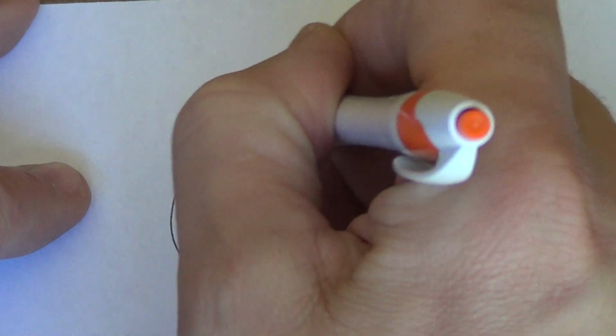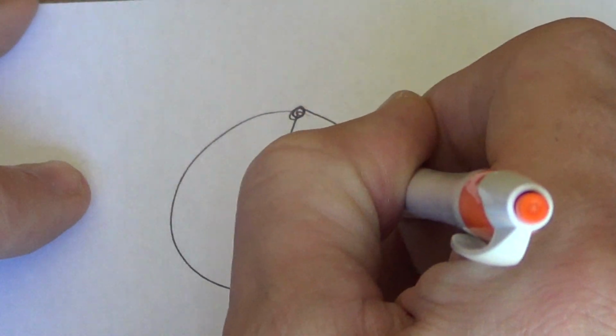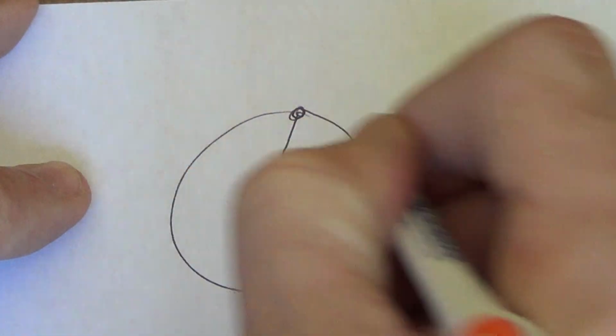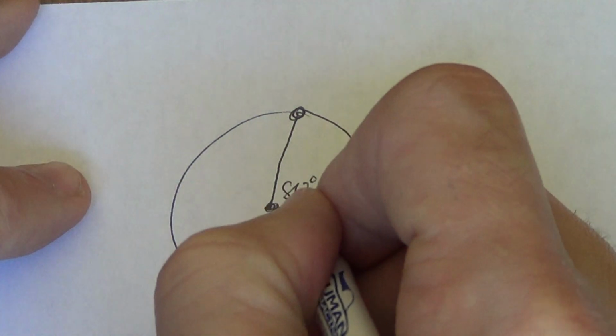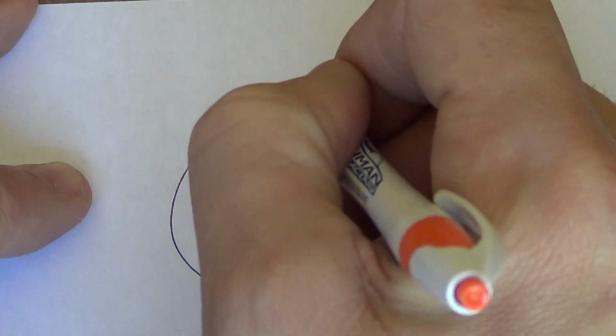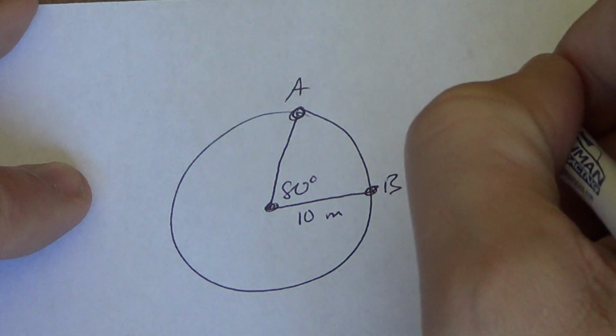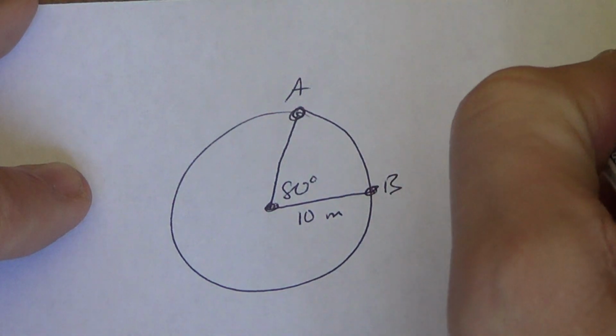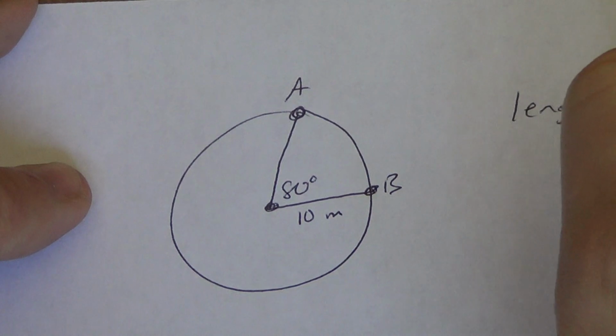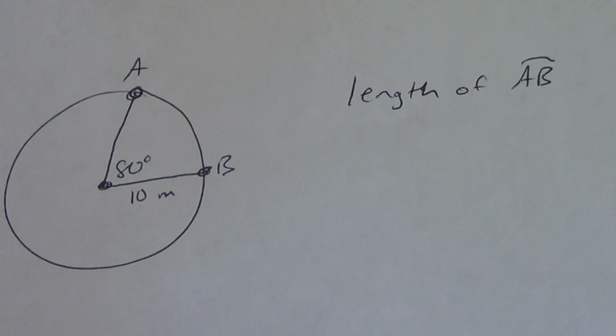Let's look at one example of arc length and area of a sector and area of a segment, and then we'll stop this video and start up on the next one. So let's come over here. What do we got? Circle. Let's say that this angle is 80 degrees right here, and that this is 10 meters. And I want you to find the length of arc AB. That's what we're going to be working on.